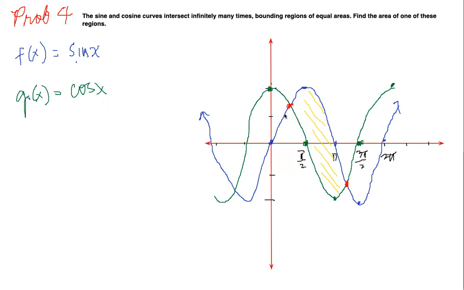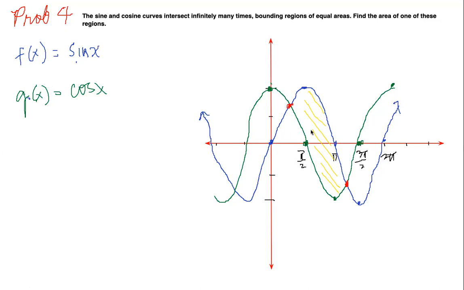And the graph of sine x is the blue one, and for the cosine x, that's the green one. And we're going to find the area bounded by these two curves, which is the shaded region. Or we can also use the other part, but we chose to deal with the shaded part. However, they will have the same areas as stated in the problem.